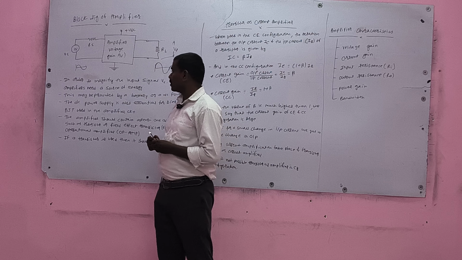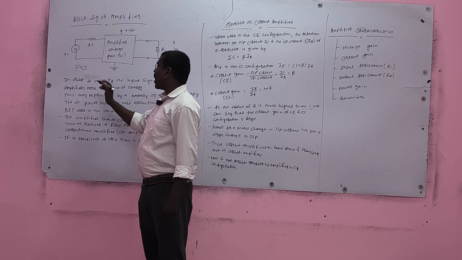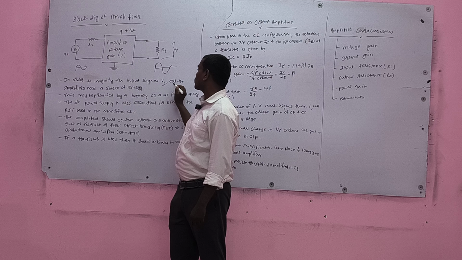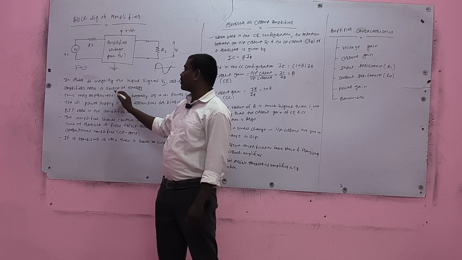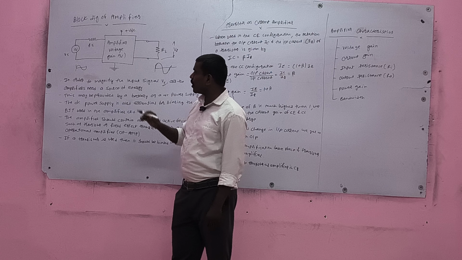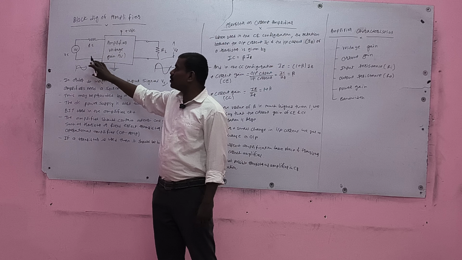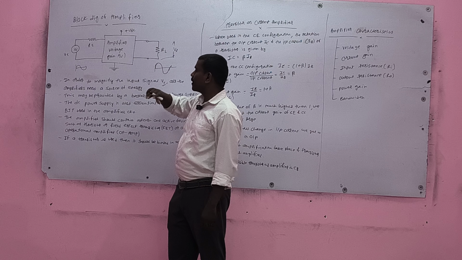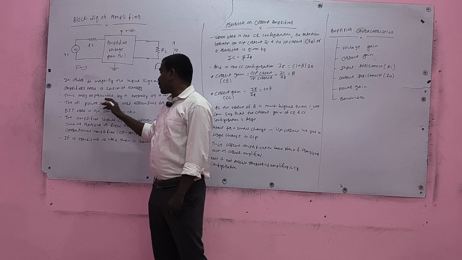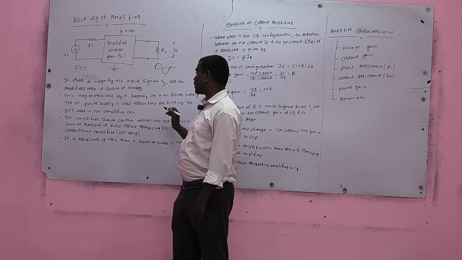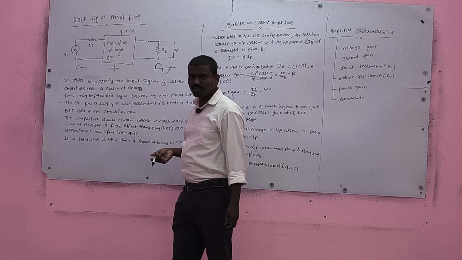signal. See here, in order to magnify the input signal, all the amplifier need a source of energy. So we require a source here to amplify this given input signal and convert it into larger form. So this may be provided by battery or a DC power supply or AC. It may be AC or DC.